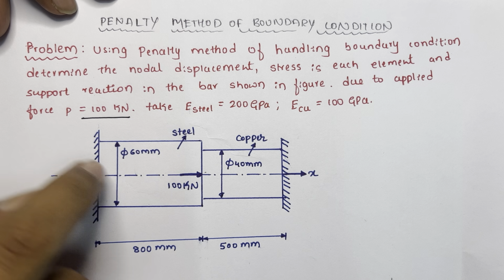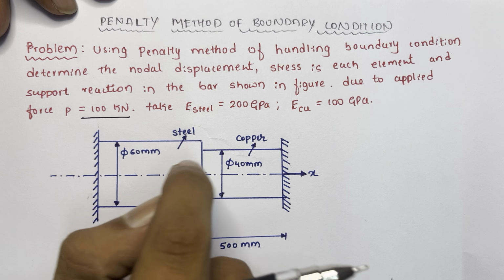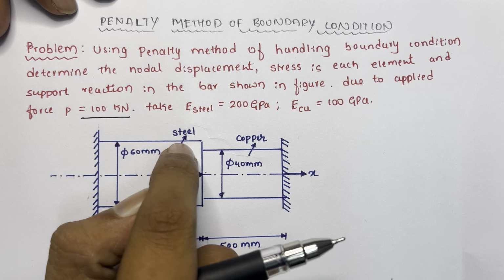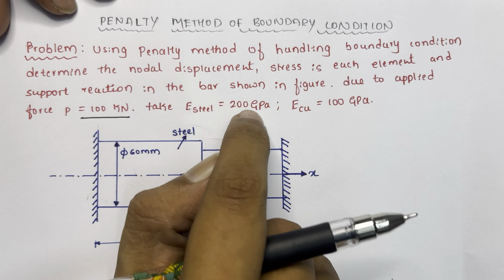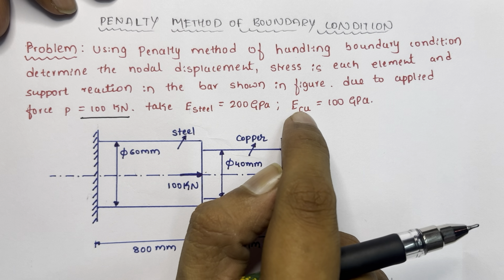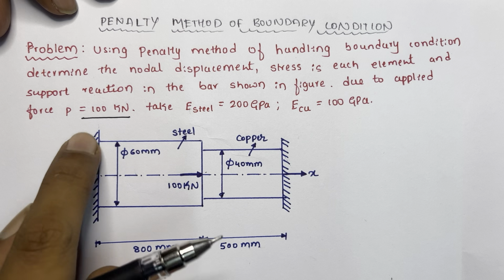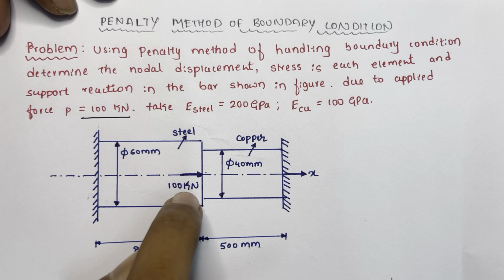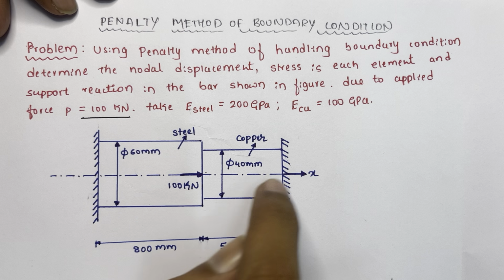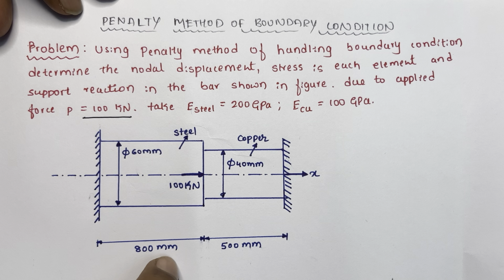Here we have the load at the center, that is 100 kilonewton. And here we have two parts. The first part is steel and the second part is copper. For steel, the Young's modulus is 200 GPa. For copper, the Young's modulus is 100 GPa. Okay, here this is the system. It is fixed at both ends. Here we have the load of 100 kilonewton and this is the x direction. The length of the first bar is 800 mm and the second is 500 mm.